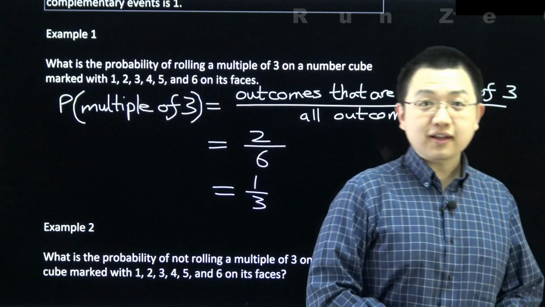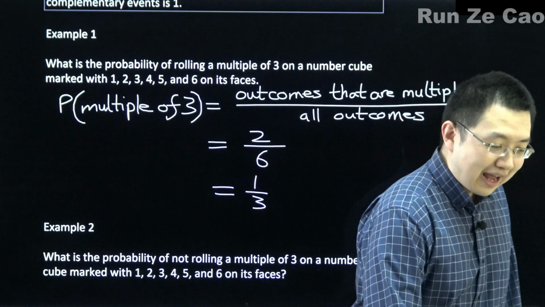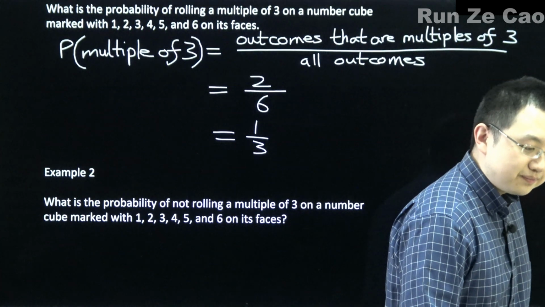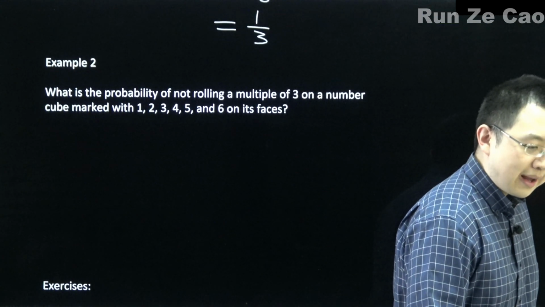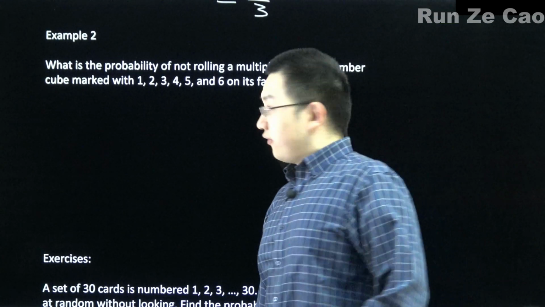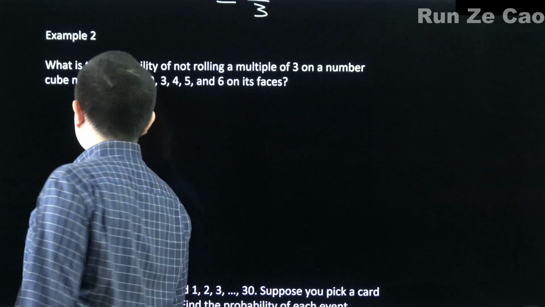Okay? Basically, restate part of the question and put in your answer. Now for another example, what is the probability of not rolling a multiple of 3?